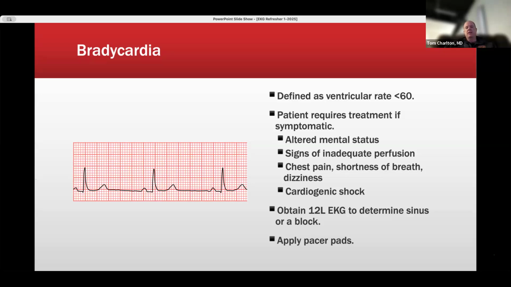It's really important that you obtain a 12-lead EKG to determine if this is a sinus bradycardia or a third-degree heart block. And you want to get pacer pads on, because worst comes to worst, you may have to start pacing this person.